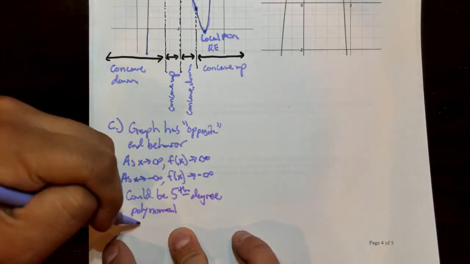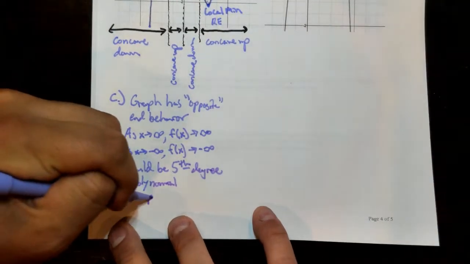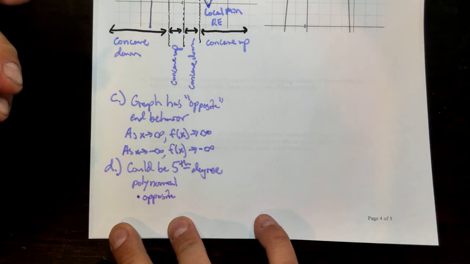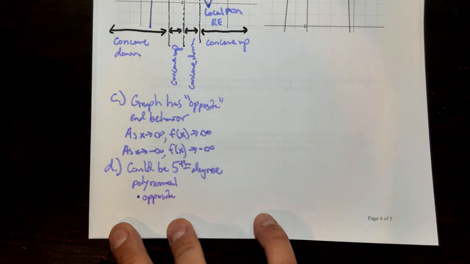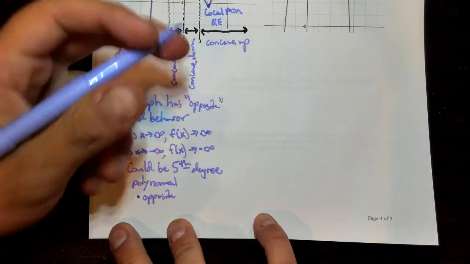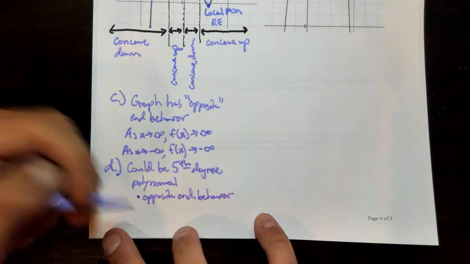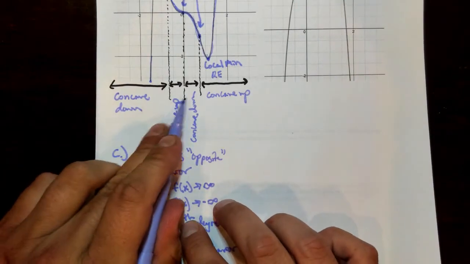And there are a few reasons here. One of the reasons, it has opposite end behavior. That will happen for odd degree functions. So think 1, 3, 5, 7, 9, right? If that's your highest exponent. And also there are 4 concavities, right? 1, 2, 3, 4.